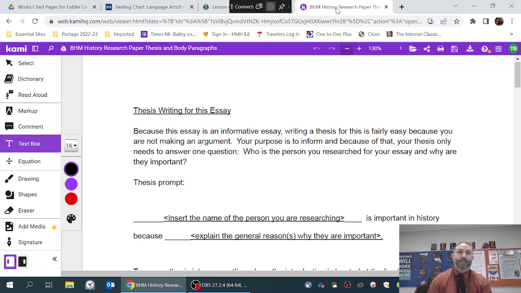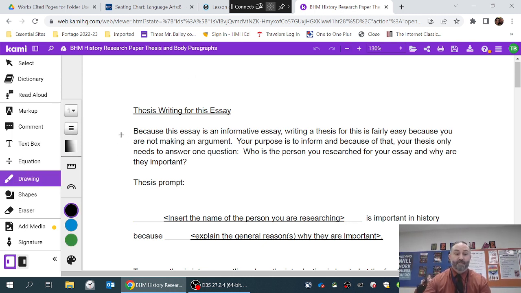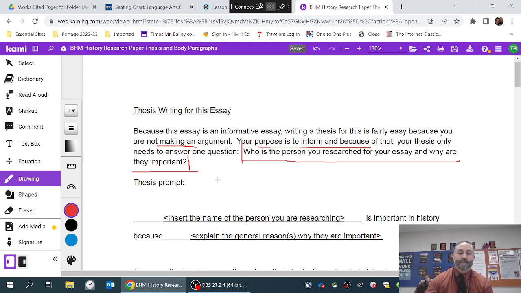But because this is an informative research paper, this is where I think things get easier. At this point, we need to actually write our thesis. Our thesis isn't really hard to write because the purpose is to inform. You're not making an argument, you're actually just informing your audience. And so you're answering one question. The question that you're going to answer for your thesis in the form of one sentence is, who is the person you researched for your essay and why are they important?